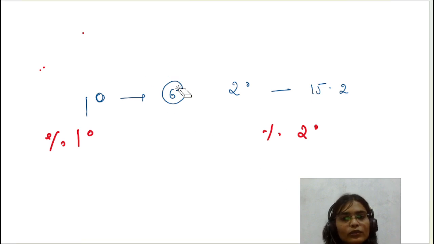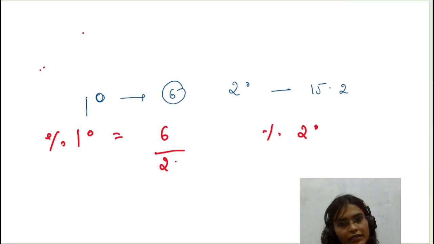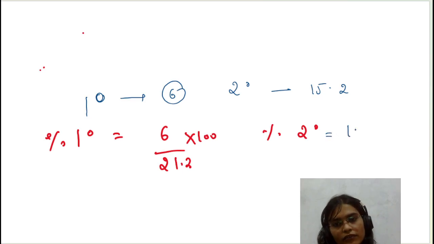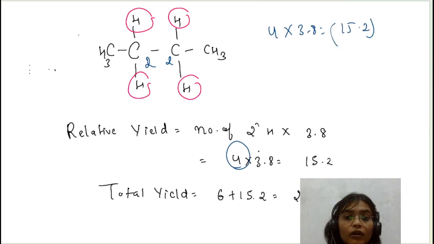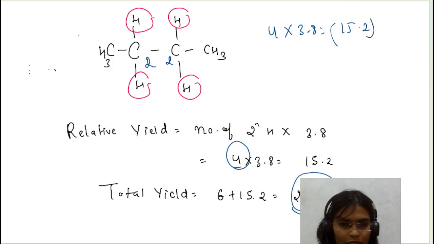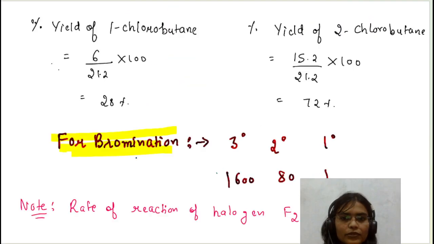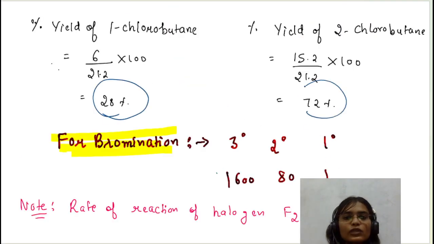So let's see how to do this. For the percentage, this is 6. If you add 6 plus 15.2, how much do we end up with? That is 21.2. Multiply with 100, right? Similarly, for the secondary one, 15.2 divided by 21.2 and multiply with 100. Okay, we need to solve this. How much are we going to get there? Observe this, it's 21.2 there, and if you observe the ratio here, it's 28% and it's 72%.